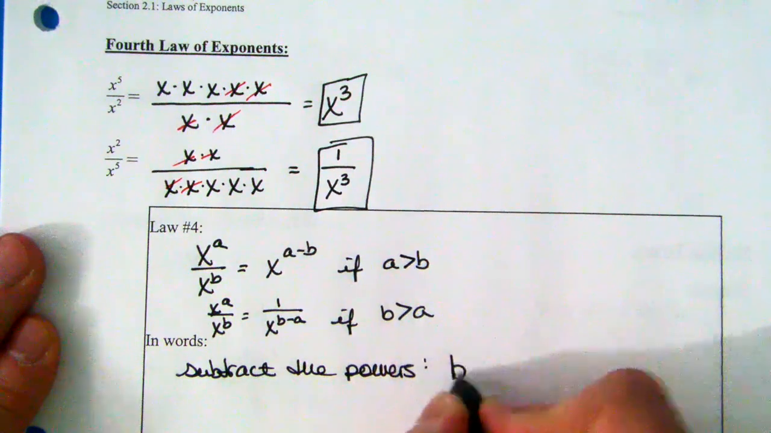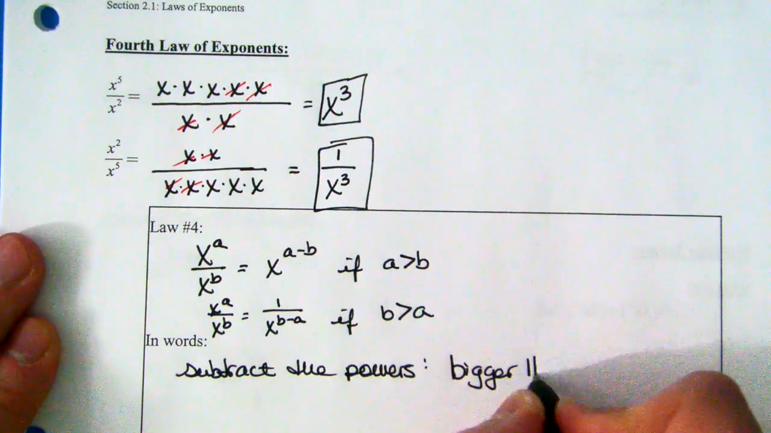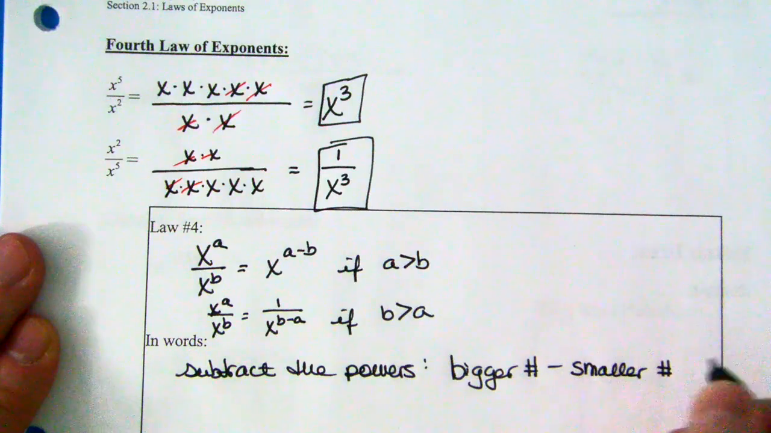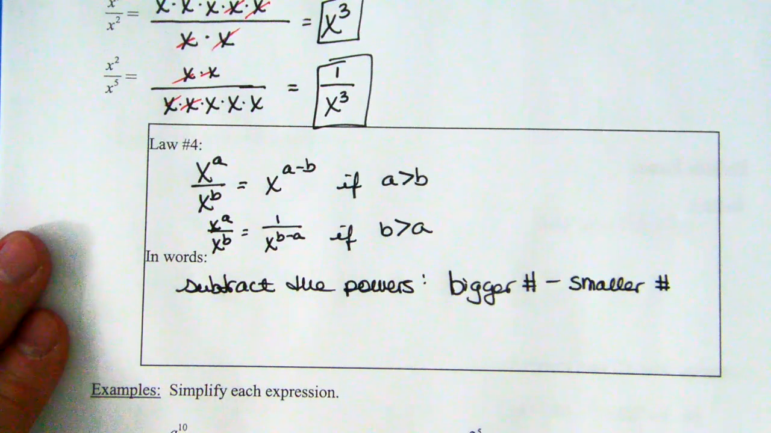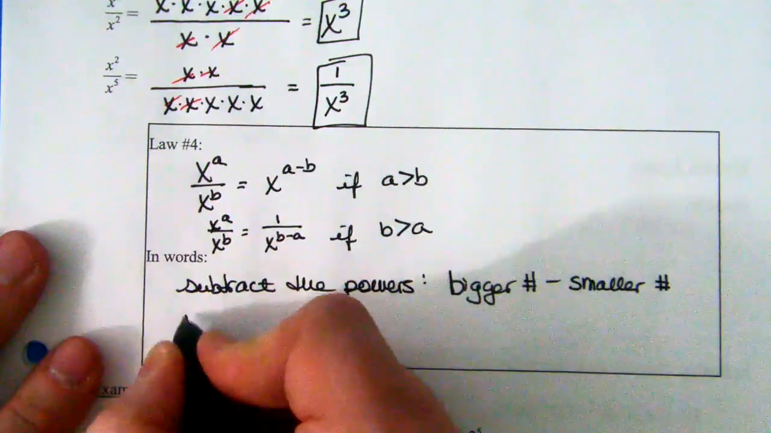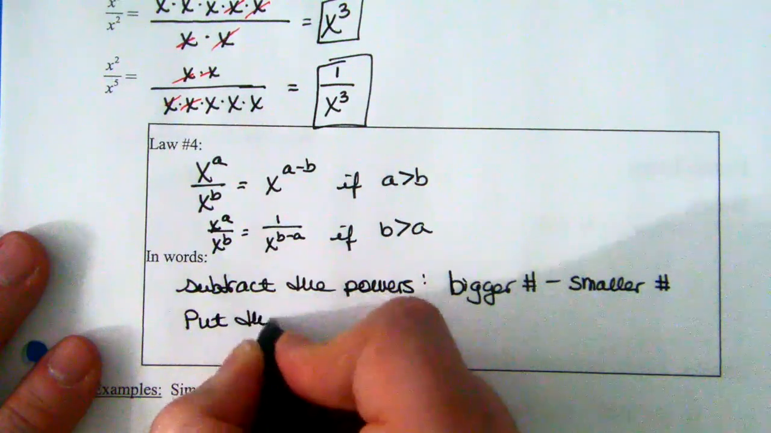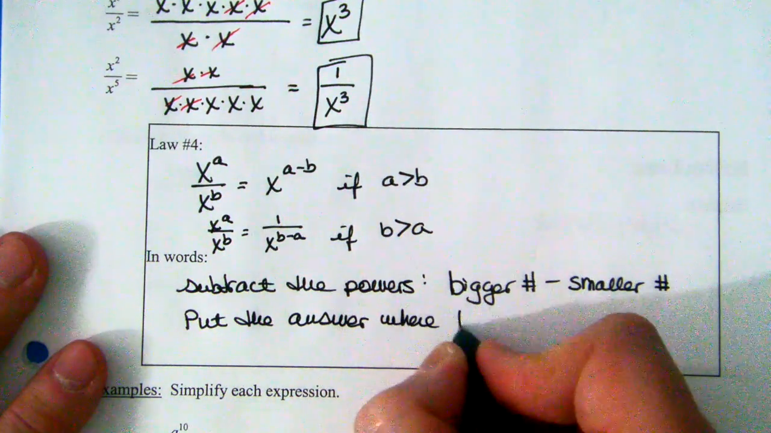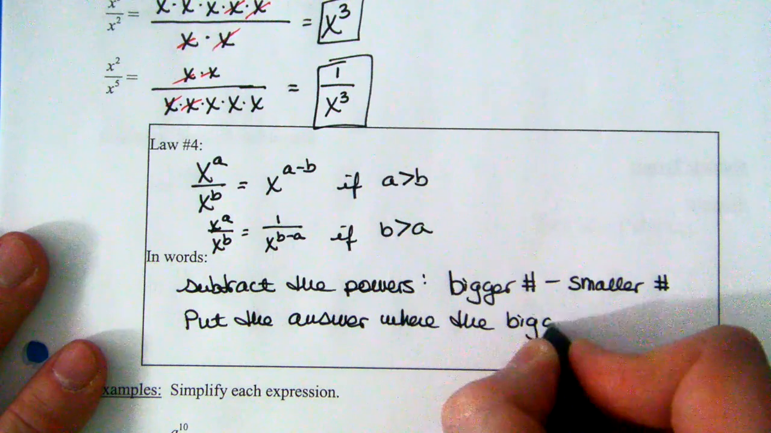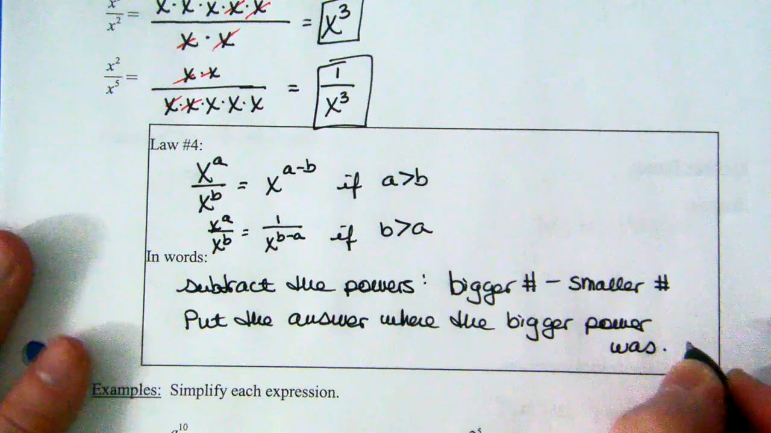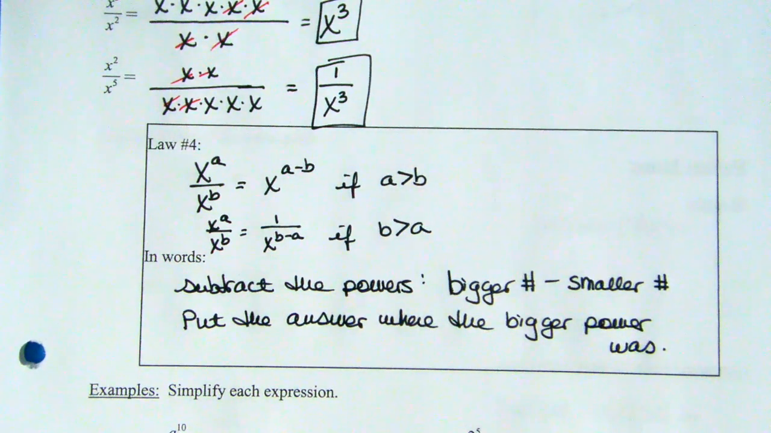Subtract the powers. We're going to do the bigger number minus the smaller number. When we're done, we're going to put the answer wherever the bigger power was, either in the top of a fraction or in the bottom of our fraction. Put the answer where the bigger power was. I'll pause this for a moment so you can get that copied down.